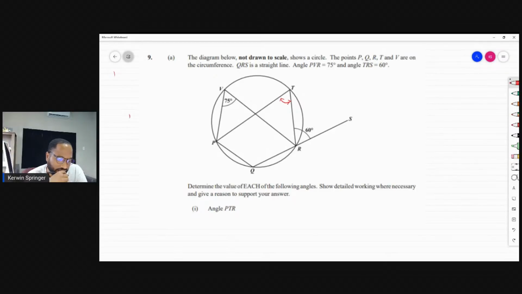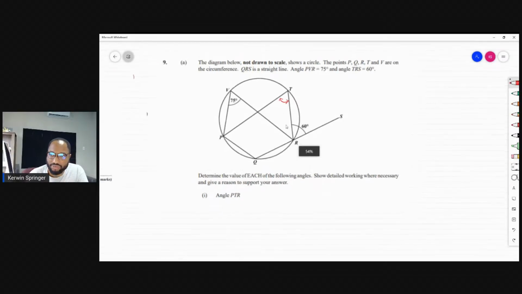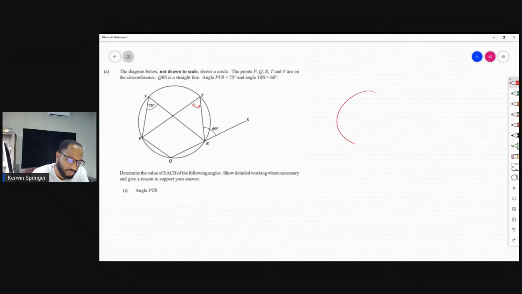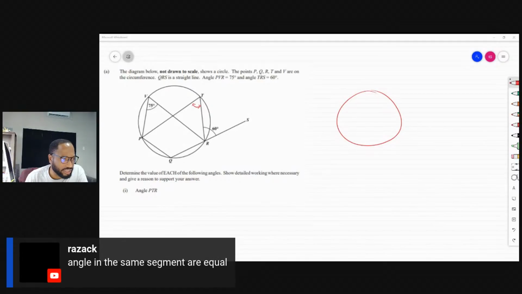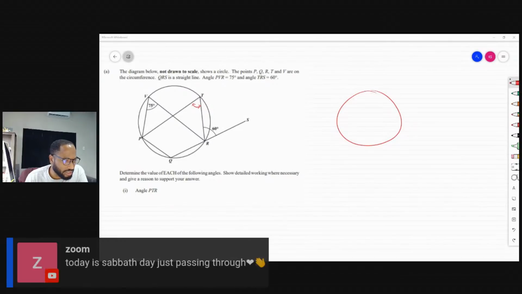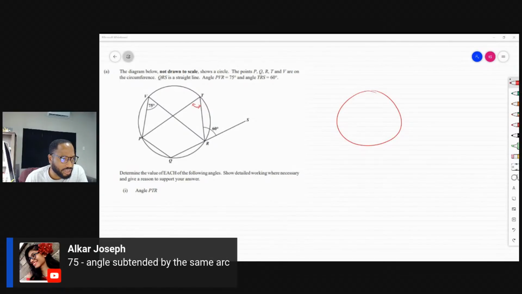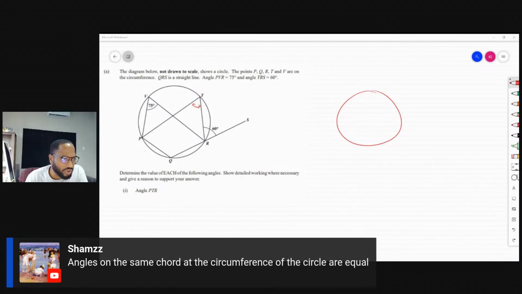So there's this rule that says if you have a circle, and you could always look up circle theorems. This is not alternate segment. Some of you are coming in with some real wild things here. Some say angles in the same segment, some say angles on the same chord at the circumference. All of them say it in three different ways, but it's all correct.